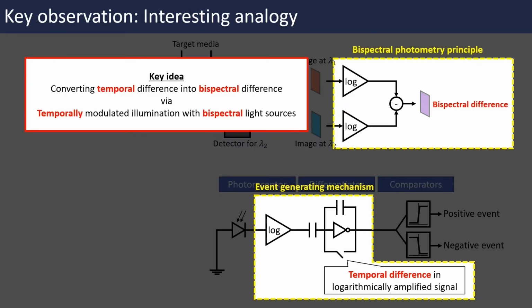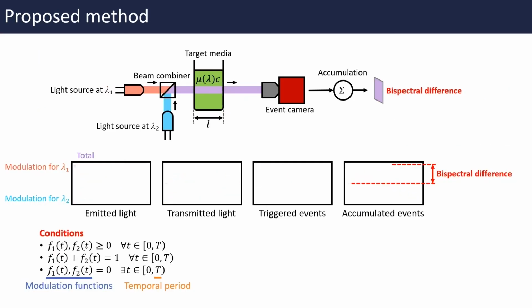Here, we found an interesting analogy between the bispectral photometry principle and the event generating mechanism in an event camera. In order to directly connect them, it is required to convert the temporal difference in the event generating mechanism into the bispectral difference. So, we install temporally modulated illumination with bispectral light sources. The proposed method consists of a bispectral illumination module and an event camera.